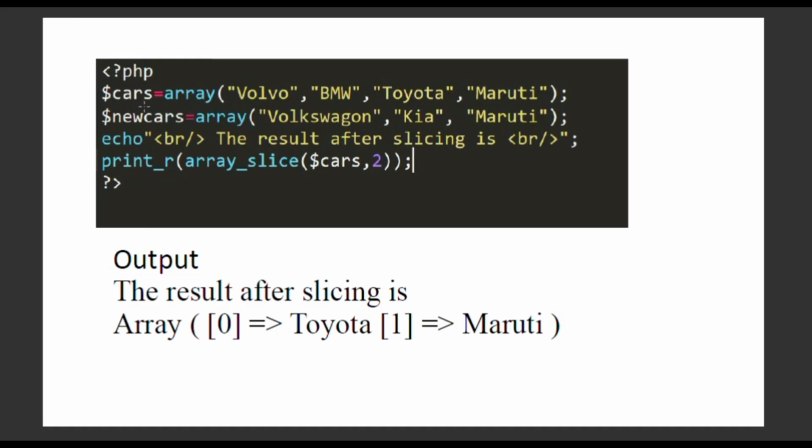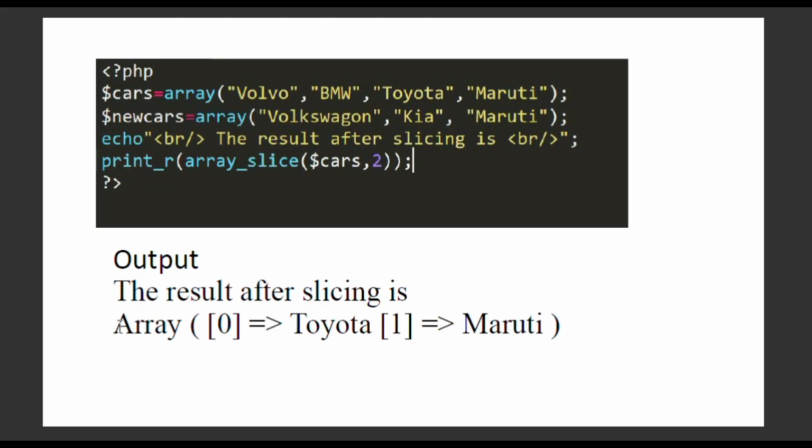In this I have declared one array that contains Volvo, BMW, Toyota and Maruti. In print_r, here you can see I have given an array slice function, and in that I have passed the array and, separated by a comma, I have given the starting point as 2. Means I want the slice or a portion of an array from the second index.